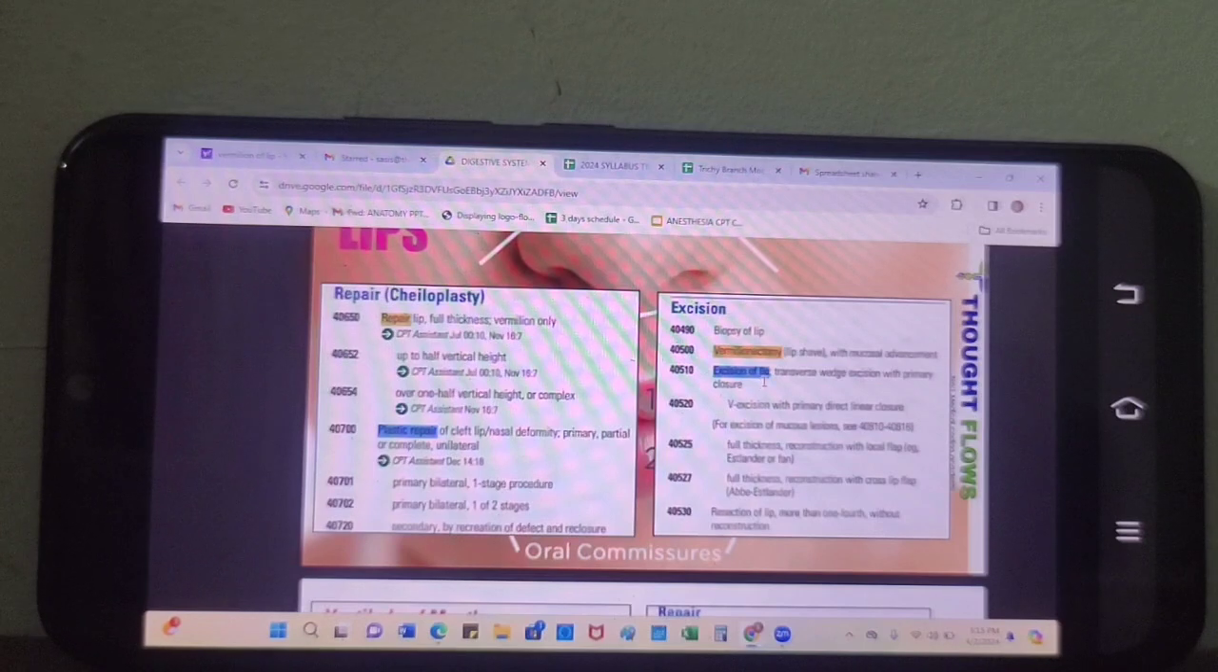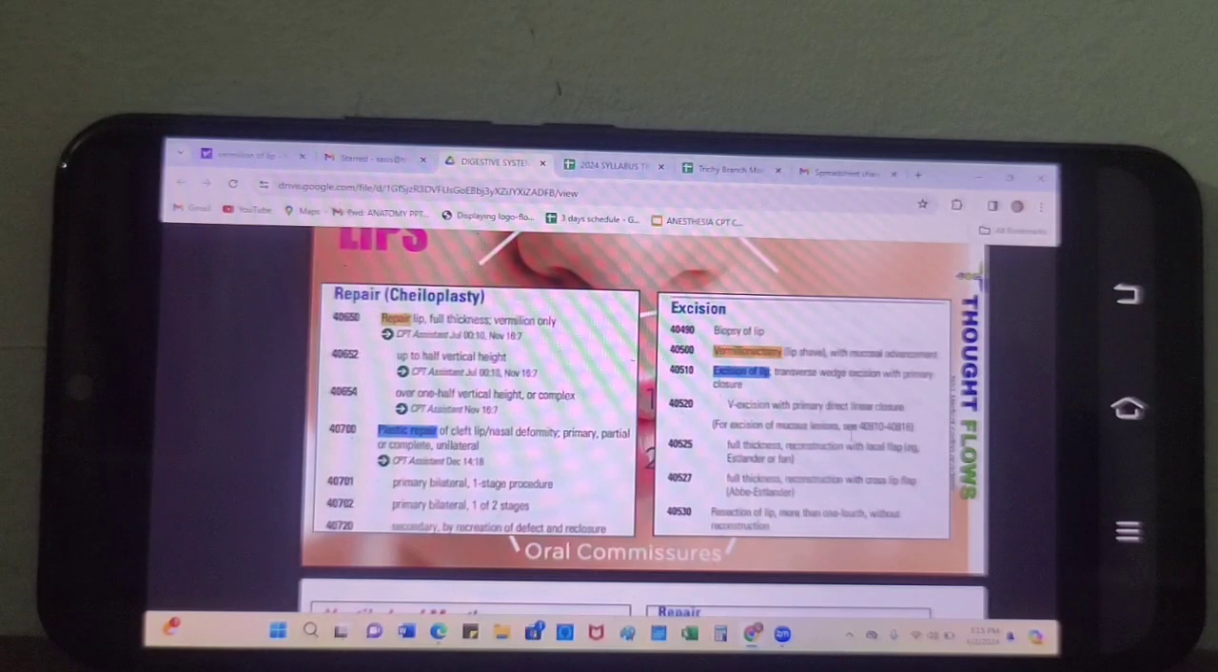For excision of lip, there is wedge excision and V-excision. These are the techniques to remove the lip. For wedge excision, 40510. For V-excision, 40520.